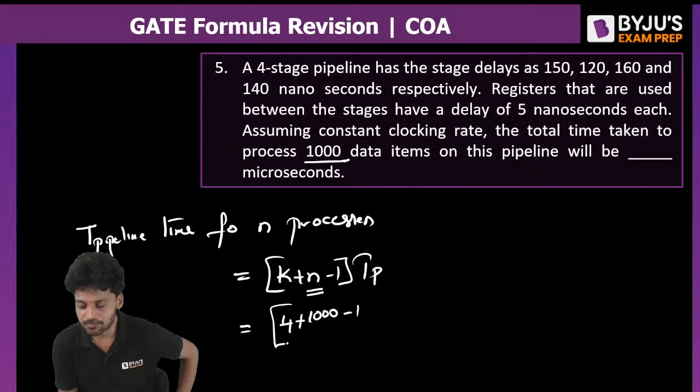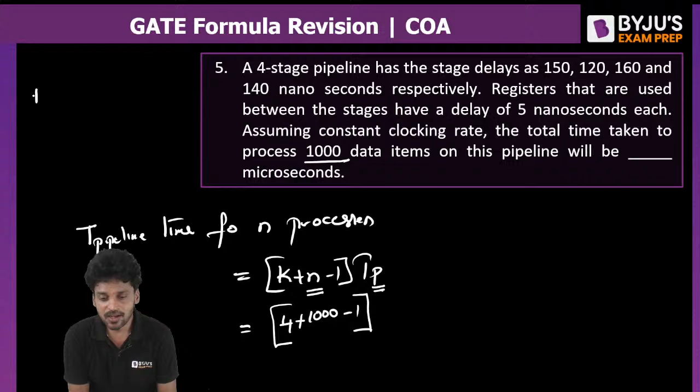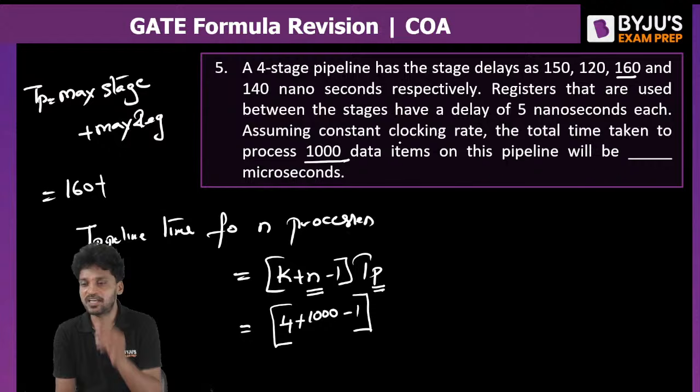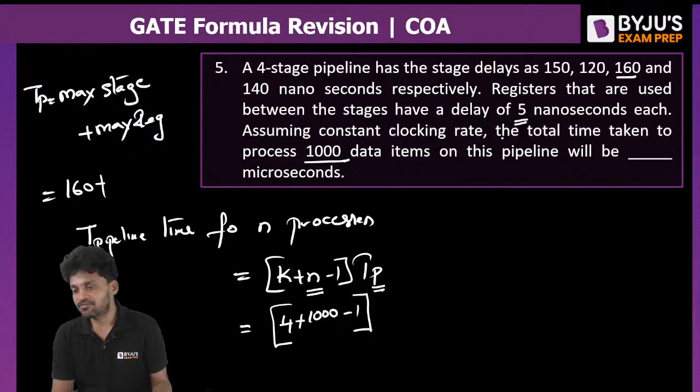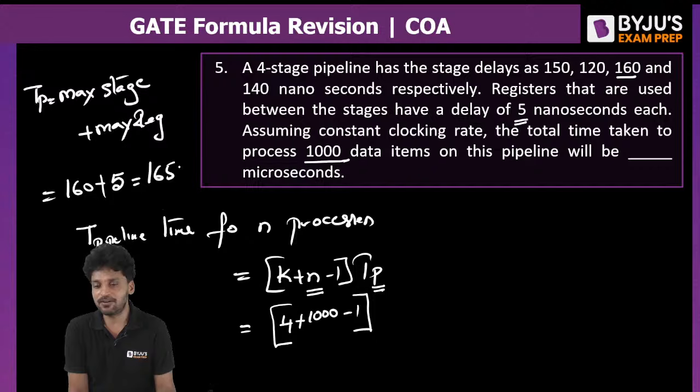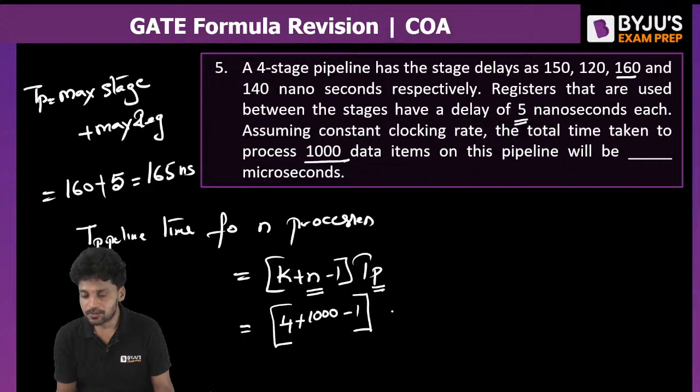What is tp? Tp is, as I told you, max stage delay plus max register delay. Max stage delay here is 160 plus max register delay. In between the stages there are intermediate registers, which always take 5 nanoseconds each, meaning 160 plus 5. Since each register takes an equal delay of 5, 160 plus 5 is equal to 165 nanoseconds. So 4 plus 1000 minus 1 into tp, where tp is equal to 165 nanoseconds.